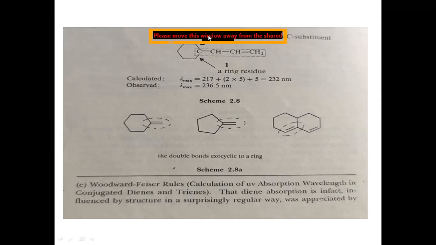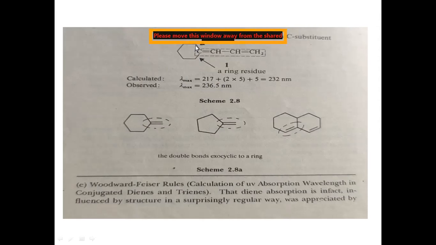So this is one of the alkyl substituents. This is our parent diene. This is one alkyl substituent. This is our second alkyl substituent shown by this arrow, isn't it? So for the parent, what will be the value? 217 or 215, whatever it may be. Different books may have a difference of 2 to 3 nm. So 215 we consider here, 217 it is given.